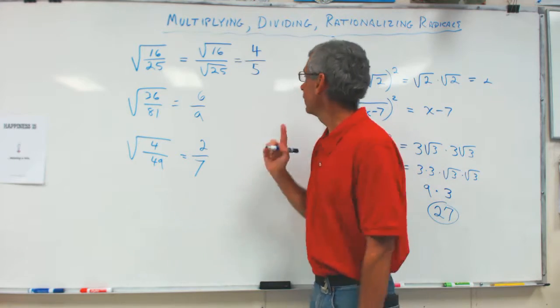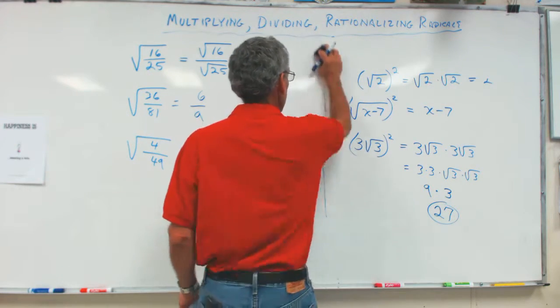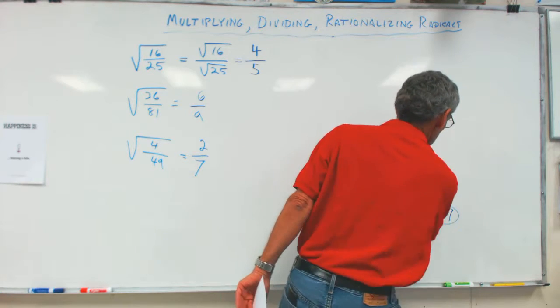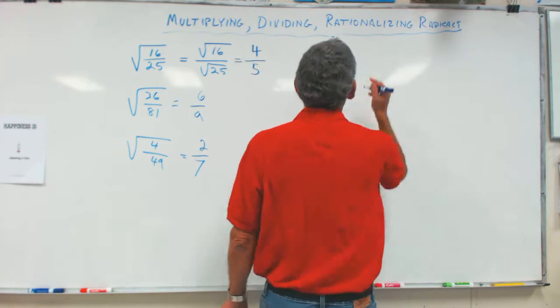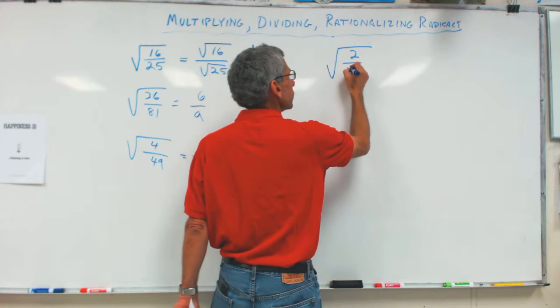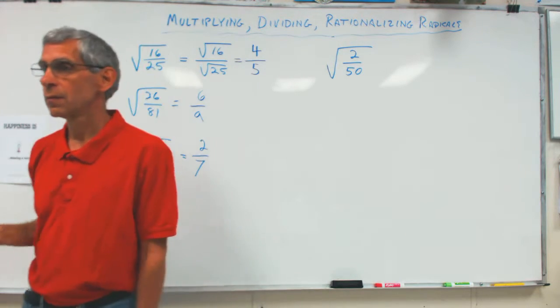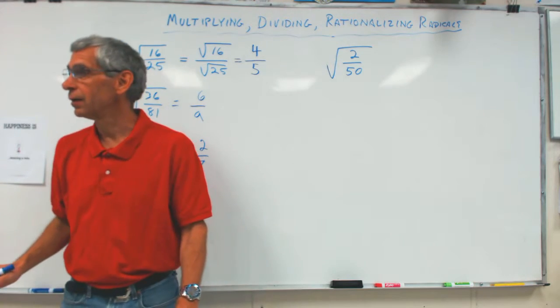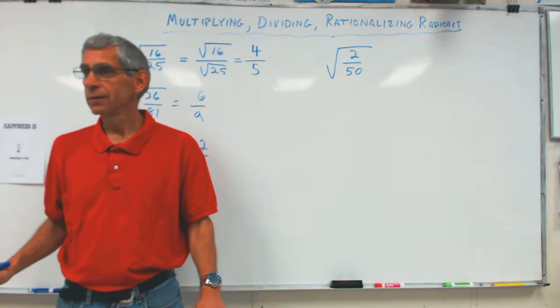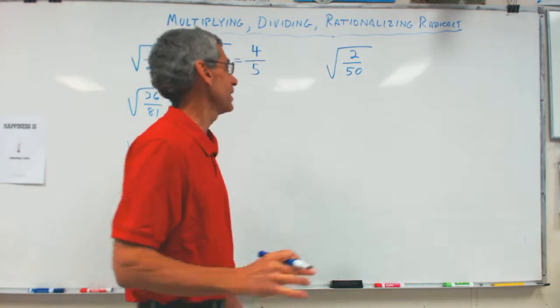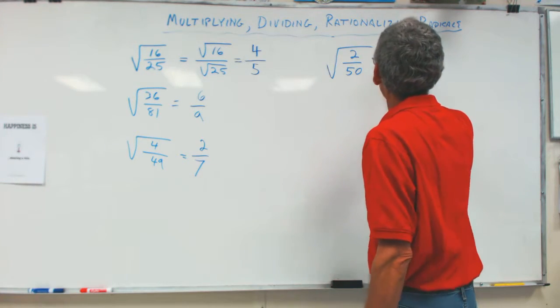Makes sense? Now what if I gave you one that didn't have a perfect square in it? Like what if I gave you the square root of 2/50ths? 1/25. Who said that? Oliver, that's amazing.